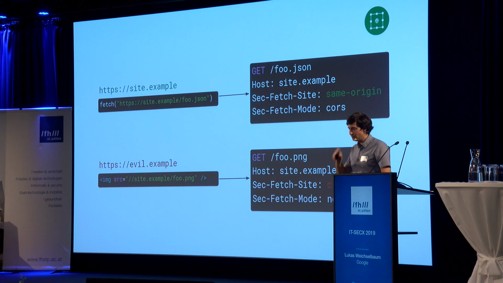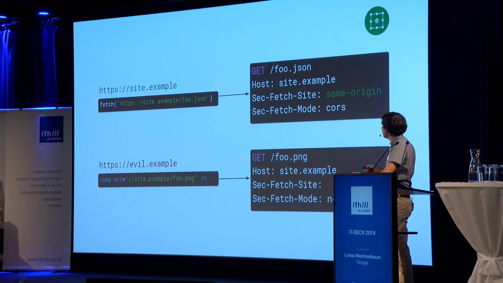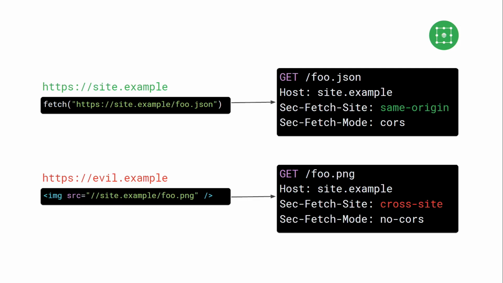So here's an example. You have site.example making a fetch request to site.example. So this is same origin. So the browser will basically tell the server, this is a same origin request. Since it's a fetch request, it's Sec-Fetch-Mode cors.